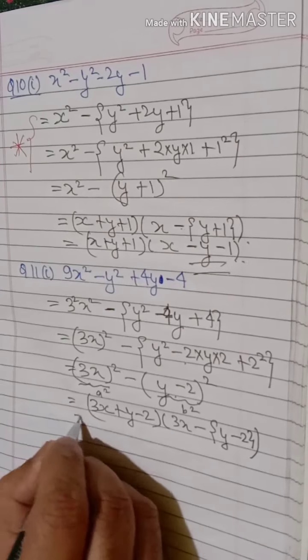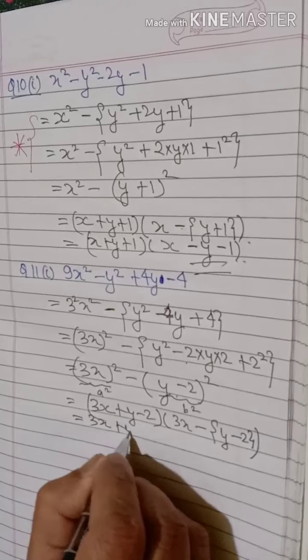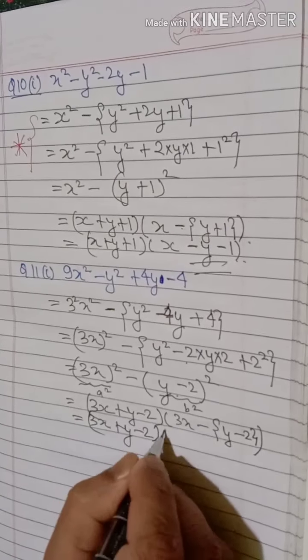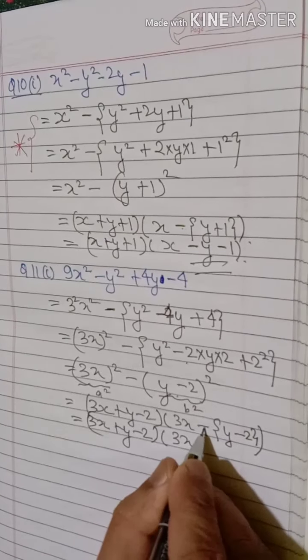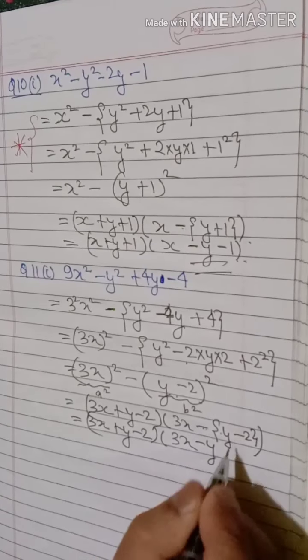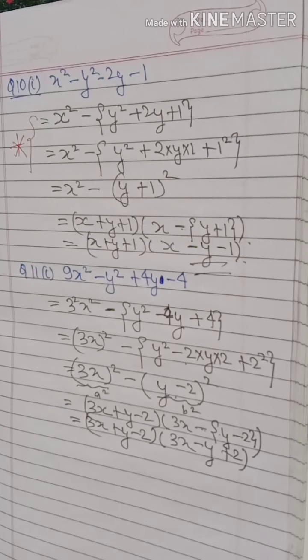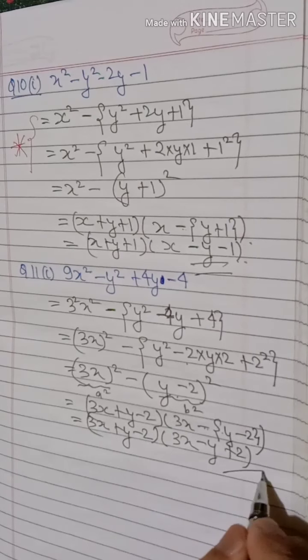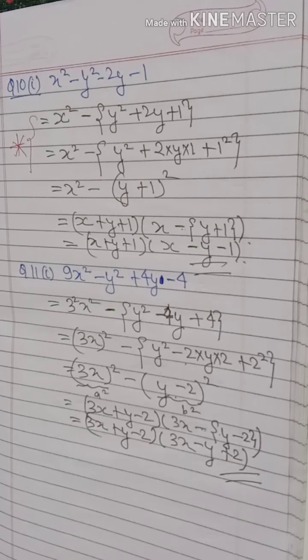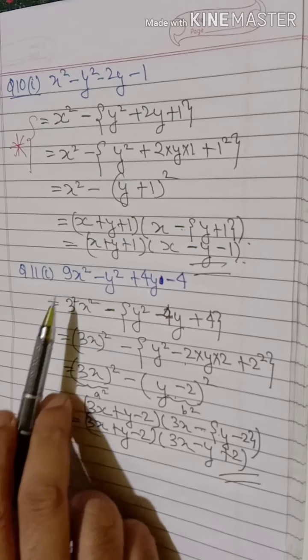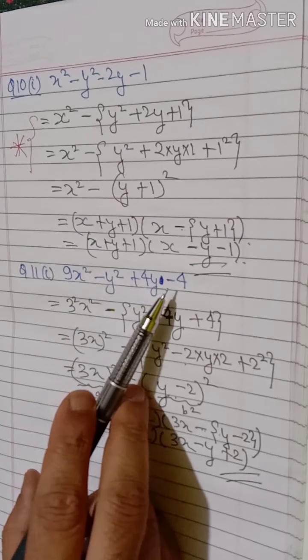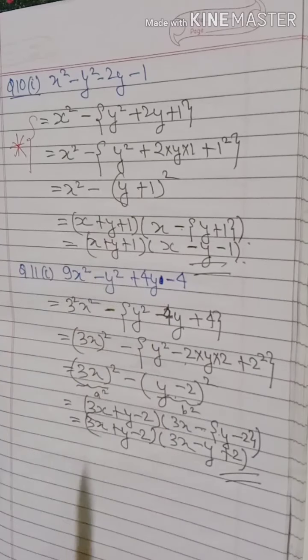So this will become 3x plus y minus 2 multiplied by 3x minus y plus 2, since minus into minus y is minus y, and minus into minus 2 is plus 2. Can we simplify it further? No, we can't simplify it further. So this will be our final answer, 3x plus y minus 2 into 3x minus y plus 2. So these are the factors of 9x square minus y square plus 4y minus 4. These type of questions are done in a similar fashion.